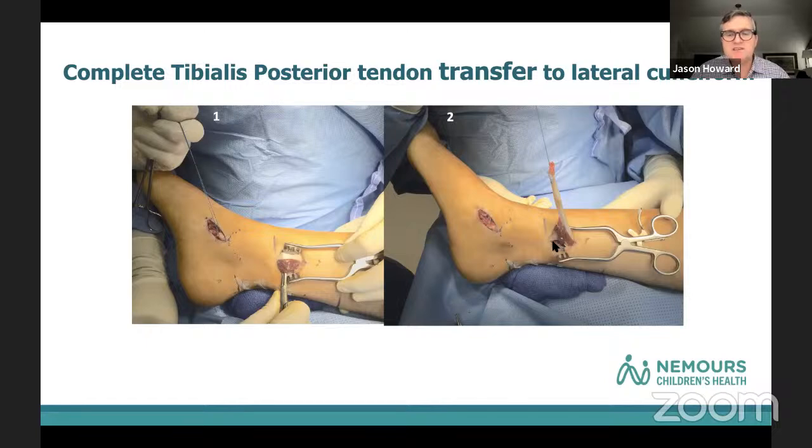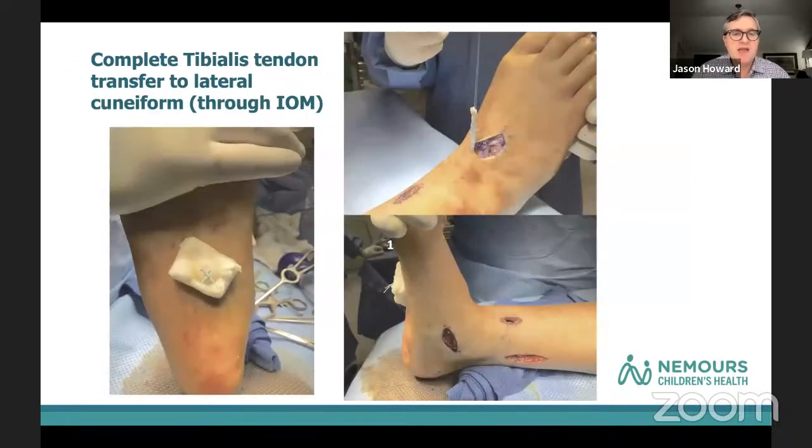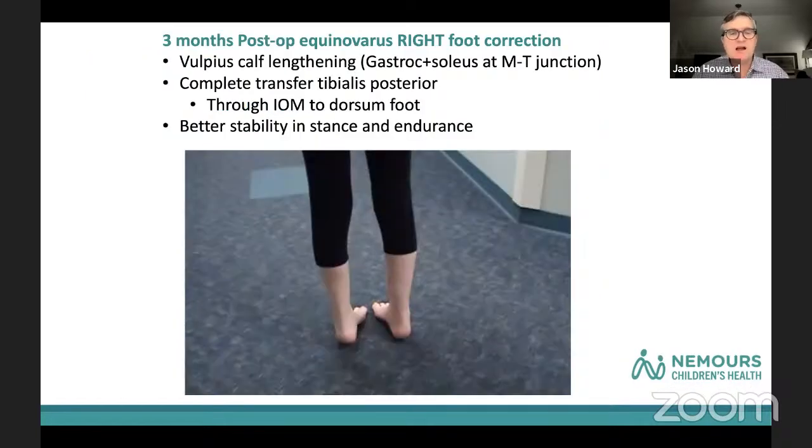I don't know if you can see my cursor or not, but you could transfer it behind the ankle, behind the tibia, and make a hole through the interosseous membrane and deliver that to the dorsum of the foot. And then you basically drill down through your lateral cuneiform, and I usually use a button to tie it over at the plantar surface of the foot. So you completely transfer that tendon to the lateral cuneiform.